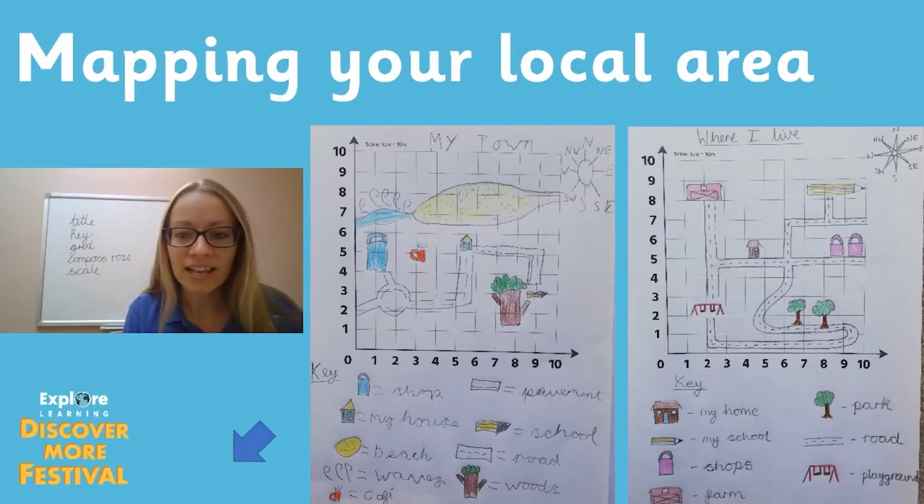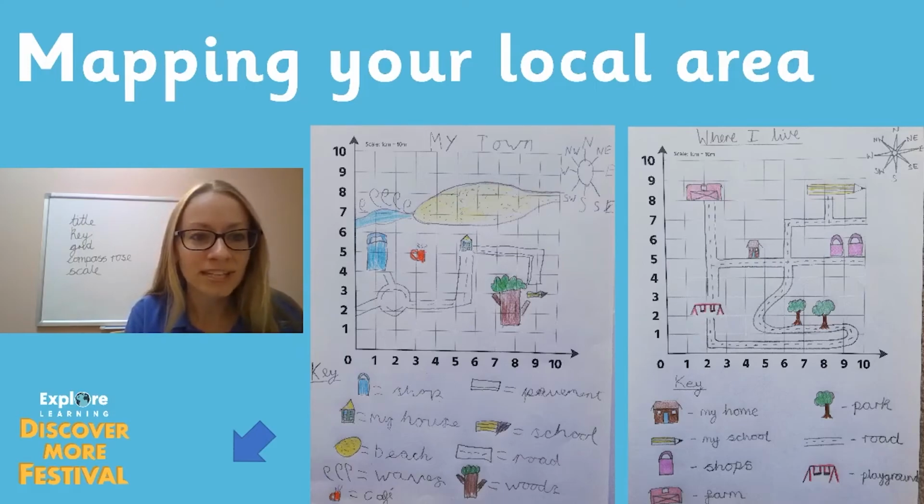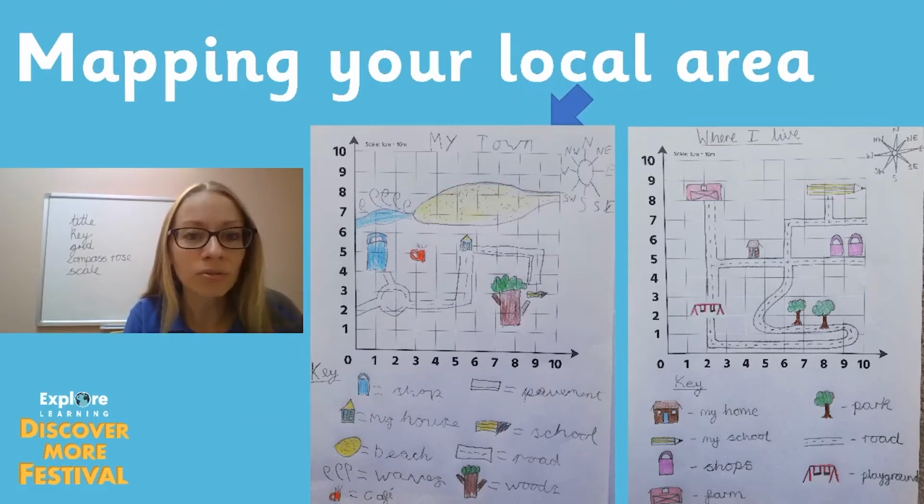Fantastic. So let's have a look at these 2 examples here of some maps which have been drawn by children. So let's look at the top here. We've got title, fantastic, my town on this one. This one's where I live, brilliant. They've both included a key at the bottom. Here's one and here's the other. Some fantastic features labelled on there. For example, my house, the shop, the beach and a woodland area.